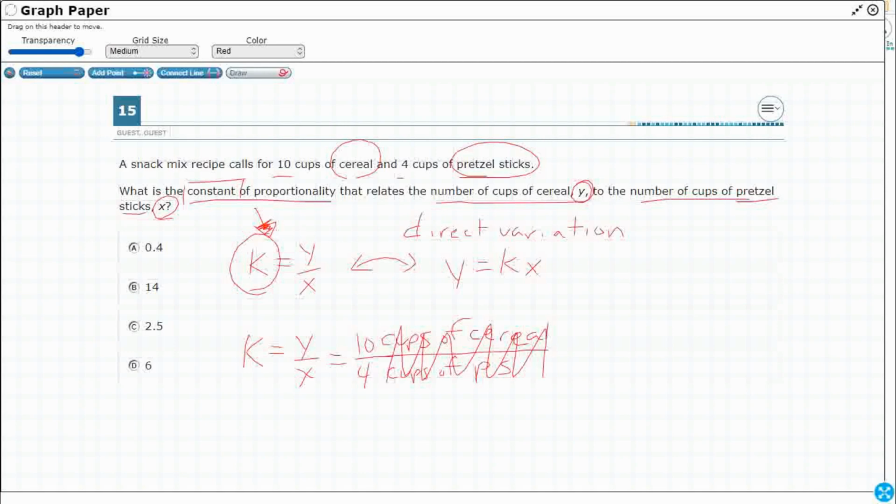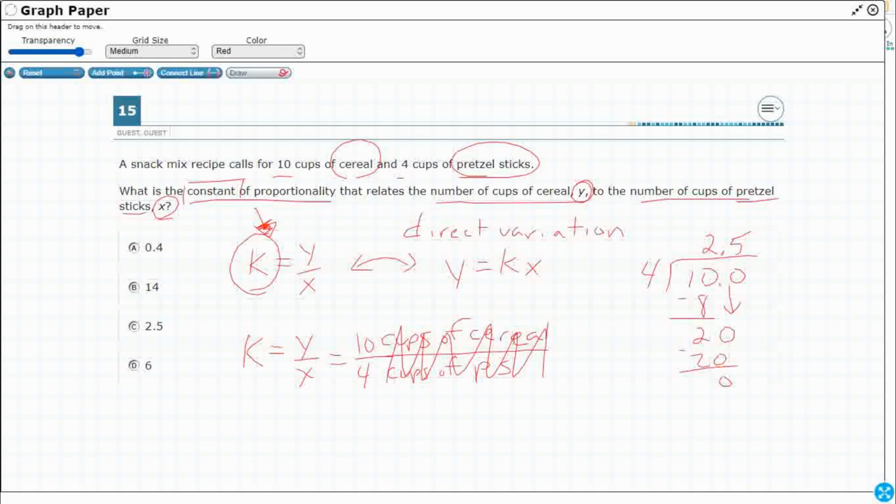So how do we turn this into a decimal? Well, we've got a few options. One option is to always divide up. You could take your 4 and divide it into 10. 4 goes into 10 twice. That's going to be 8. We don't do remainders. We just add a decimal, add a 0, and we keep going. And there we go. That's one option, that 2.5, which gives us that answer C.